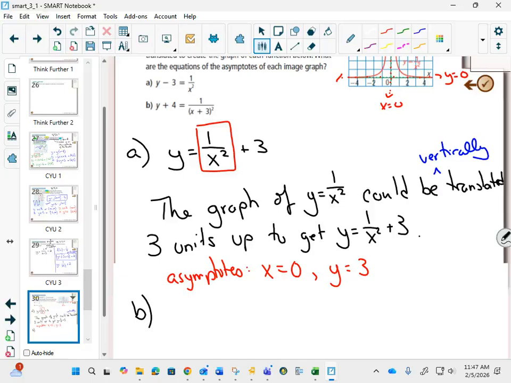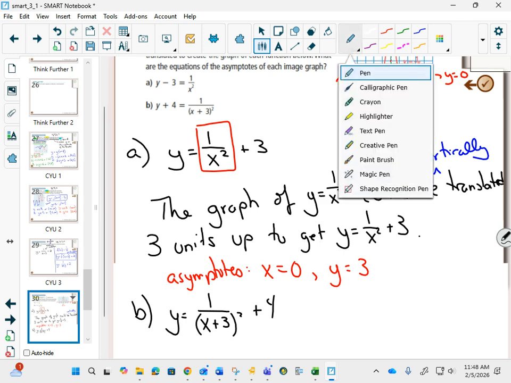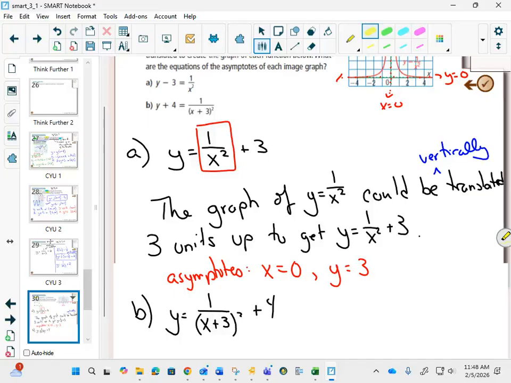Then for part B, again, I would take time. I'm going to take out a purple highlighter here. I'm going to highlight the 1 over x squared because that was my original red graph. Then I'm going to look at the numbers and see what's happened. I see a plus 3. It looks like it's inside where the x was, and that's going to move things left and right. I see the plus 4 outside the function.